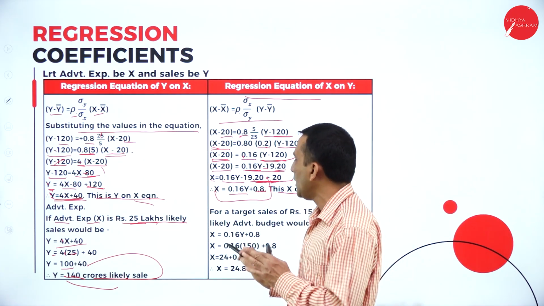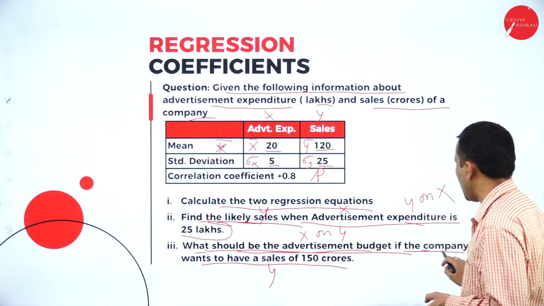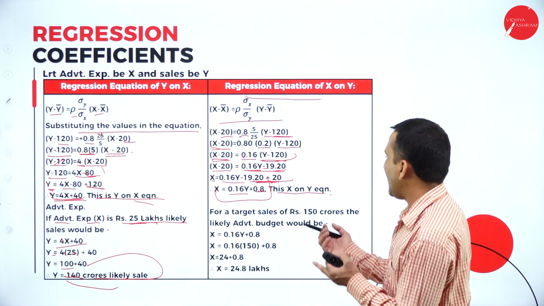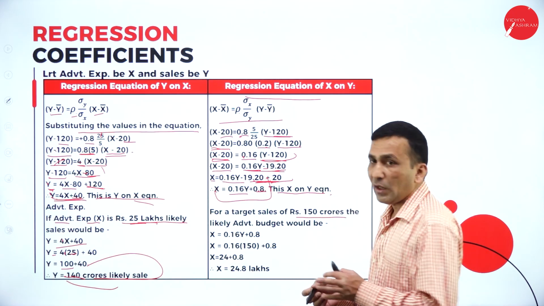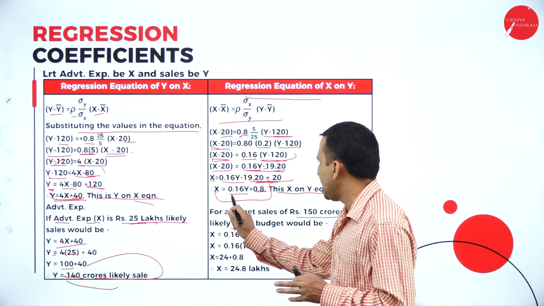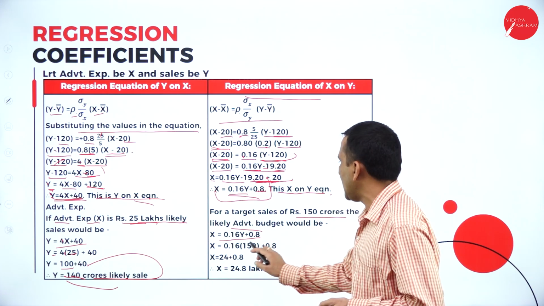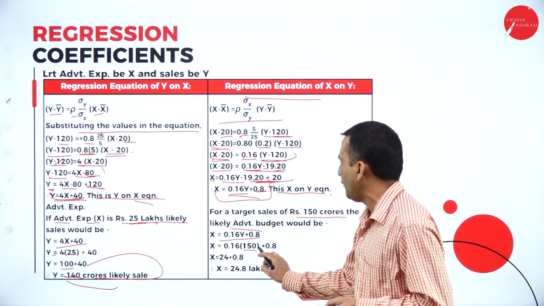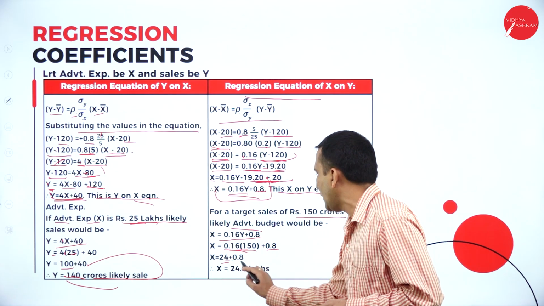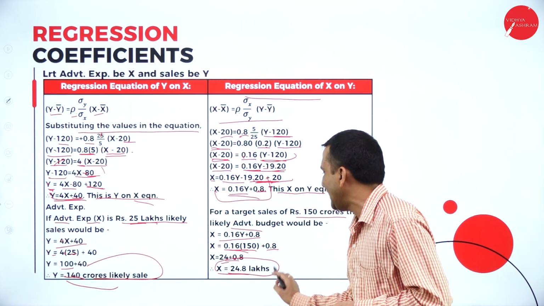Now we can simplify, because the third question is: what should be the advertisement budget if the company wants a sales of 150 crores. That is the y value; the sales value of 150 crores is expected, so the advertisement value you have to find out. The same equation I have copied. Where x is advertisement, in the y place I have written 150. I just want to multiply this one. If I multiply, I am getting 24. Adding together, your advertisement expenditure will be 24.8 lakhs.